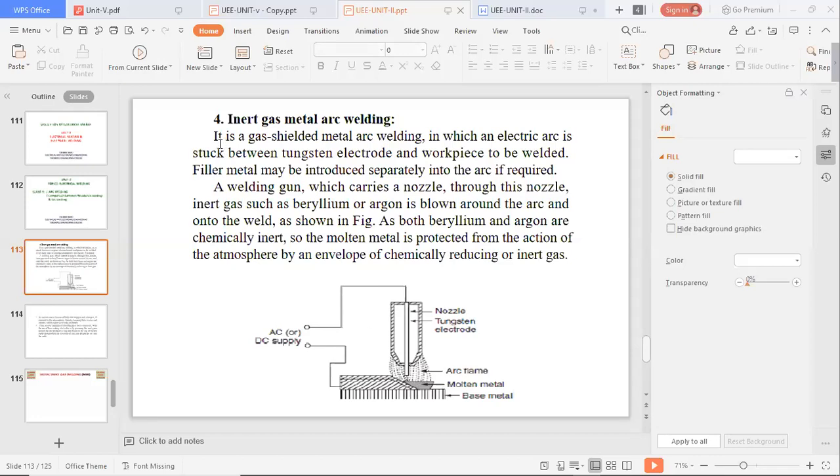But here I will explain this based on the method. It is gas shielded metal arc welding, in which an electric arc is struck between the tungsten electrode and workpiece. This is the tungsten electrode and this is the workpiece to be welded. Filler metal may be introduced separately into the arc if required.